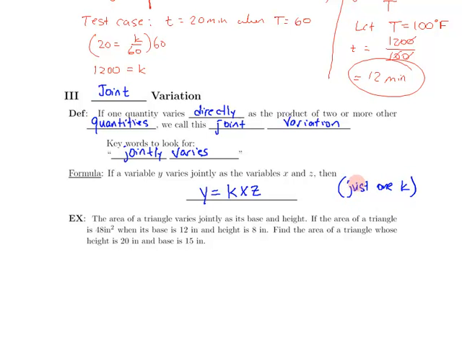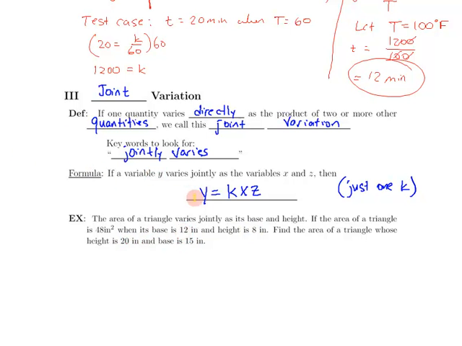Now here's an example of where you might see joint variation showing up. We have that the area of a triangle varies jointly with its base and height. If the area of a triangle is 48 square inches, when its base is 12 and its height is 8, find the area of the triangle whose height is 20 and whose base is 15.